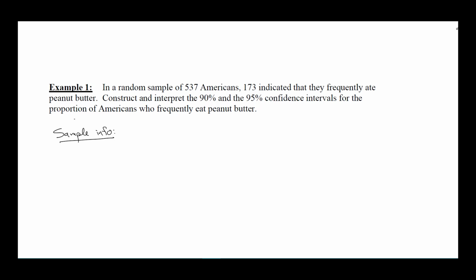So what's my n? My n is 537, right? So then we need to think about creating our sample proportion. What's my characteristic of interest? Frequently eating peanut butter, right? And it's fairly obvious here, so you could probably get away without writing this down.